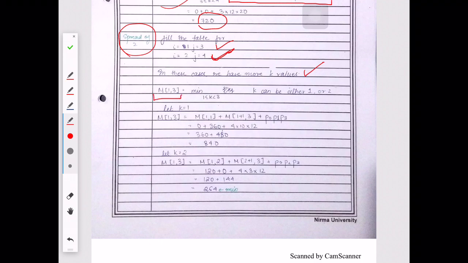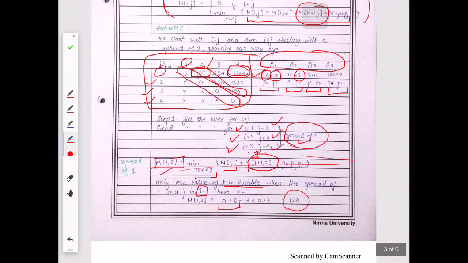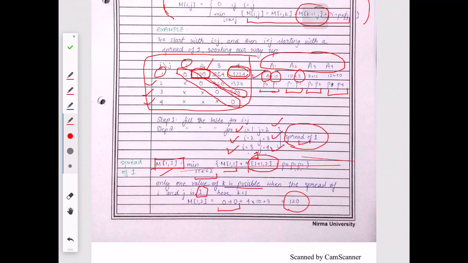For m13, we would have k between 1 and 3. So k can be either 1 or 2, because 1 is less than 3, 2 is less than 3. So let's calculate the cost for each value of k. So when k is 1, applying the formula, we would get a value something like this. i is 1, k is 1, so m11, then m23, and these dimensions. So we would arrive at a value of 840. And now when k is equal to 2, we would have m12, m33, sorry, and these dimensions, and that would amount to 264. Now we see that we have two values, and the minimum value is 264. So we would write this value over here for 1 3, this over here, 264, right?